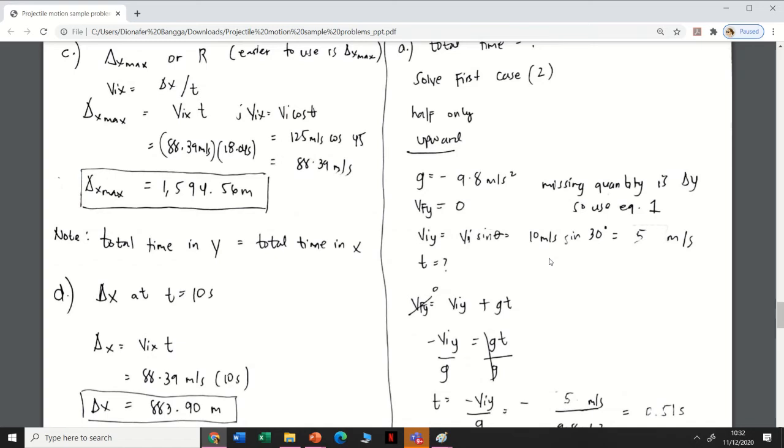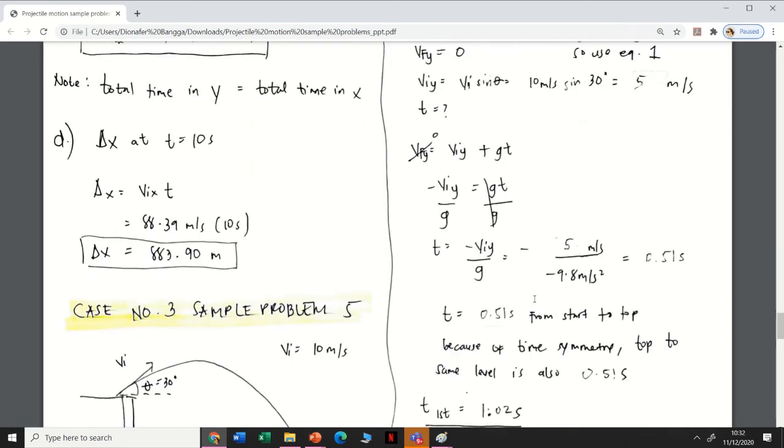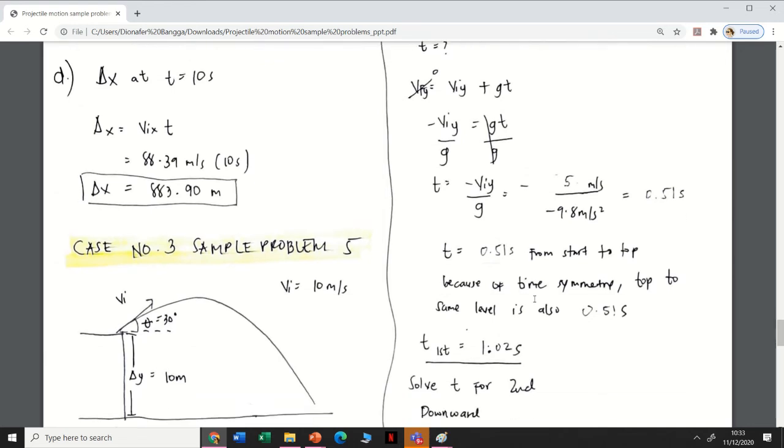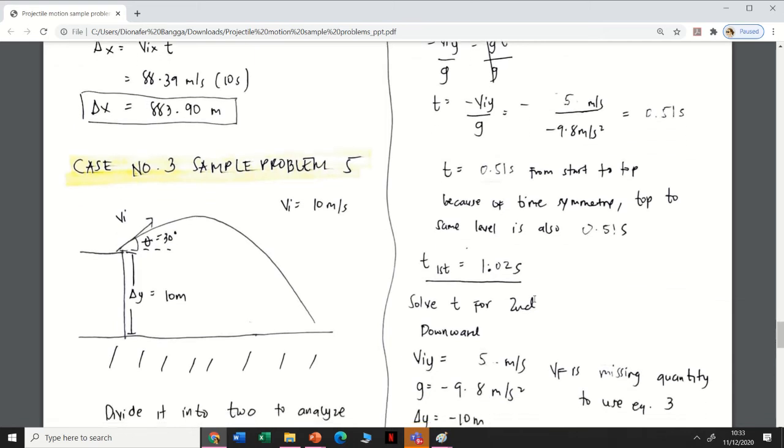Okay, so since we have 4 out of 5 kinematic quantities in here, and the missing quantity is delta y, we can use equation number 1 to solve for the time. So using equation number 1, we can just cancel out the VFY and then simplify it to derive the working equation. It would give us negative VIY divided by G. Substituting the value, you would have negative 5 divided by negative 9.8 meters per second squared, giving us 0.51 seconds for the first half of that parabola. So t is equal to 0.51 seconds from start to the top of the parabola.